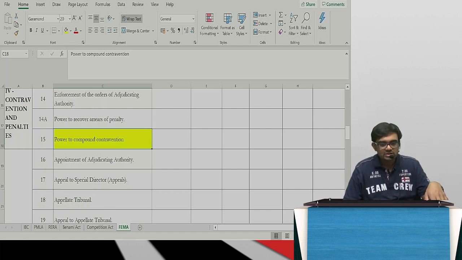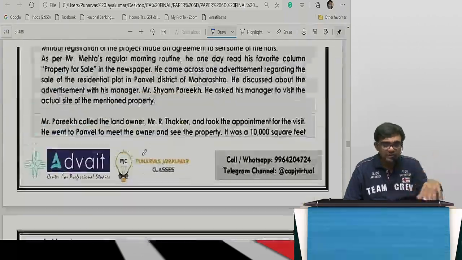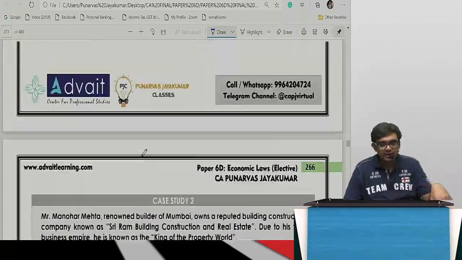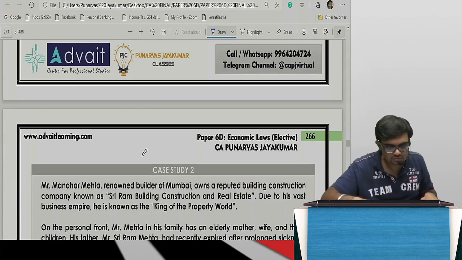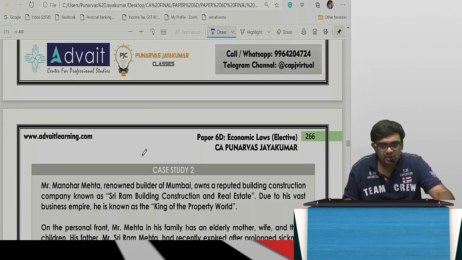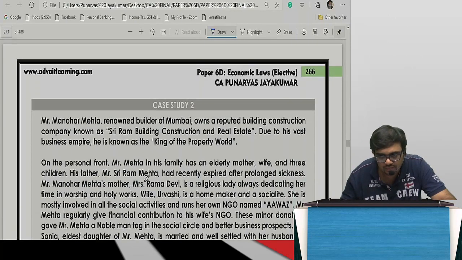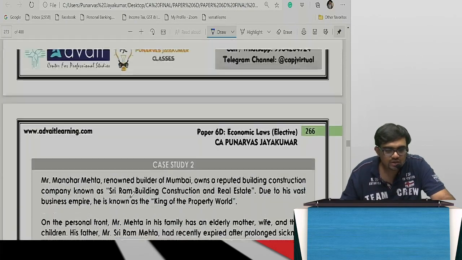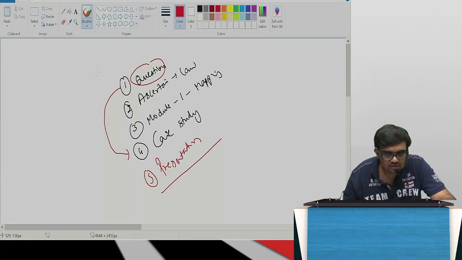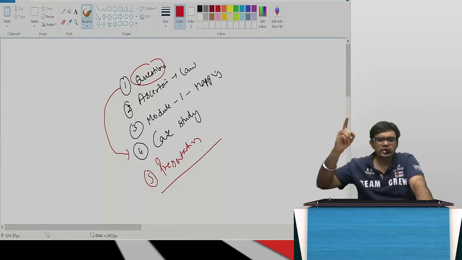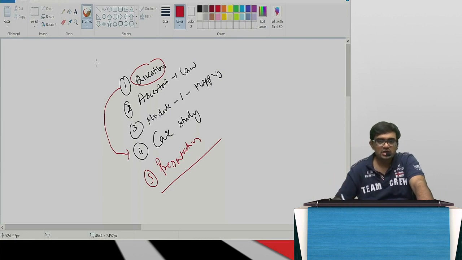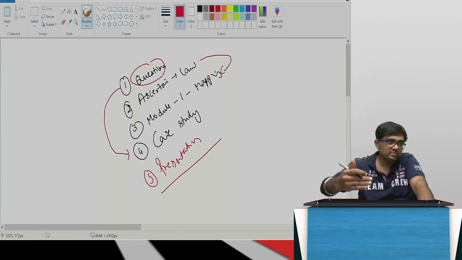Alright, buddies, on this note, let us now read the entire story. Case study 2. Are we ready? Yes, let's go. Case study 2. Manohar Mehta, renowned builder of Mumbai, owns a reputed building construction company. So guys, thumb rule, always thumb rule: first see the questions. Then ascertain which law it comes under, and mark the sections. How will I mark the section, sir? Go to the mapping and figure out which law and which section it comes under.